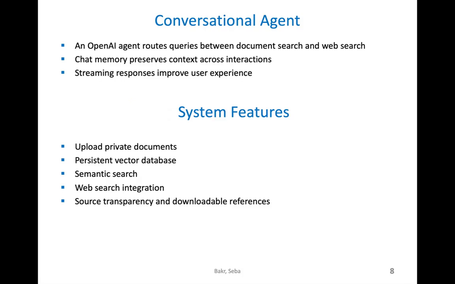When it comes to the system features, we have upload of private documents and a persistent vector database, which is a large database saved ahead of time. Semantic search is utilized to improve the responses returned to the user. Web search integration is done to retrieve the most relevant responses, and source transparency is captured by providing the user with links and downloadable references.